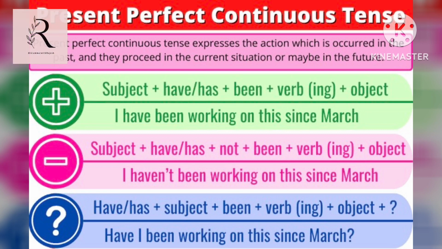Structure for negative present perfect continuous tense: subject plus have or has plus not plus been plus verb ing form plus object. Example for negative present perfect continuous tense: I have not been working on this since March. Structure for present perfect continuous tense questions: have or has plus subject plus been plus verb ing form plus object plus question mark. Example for present perfect continuous tense questions: have I been working on this since March?